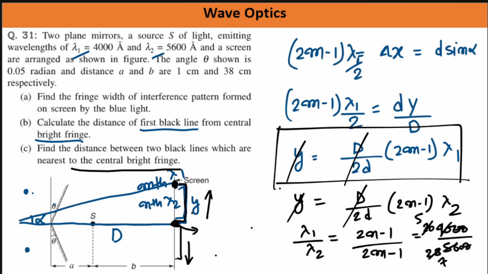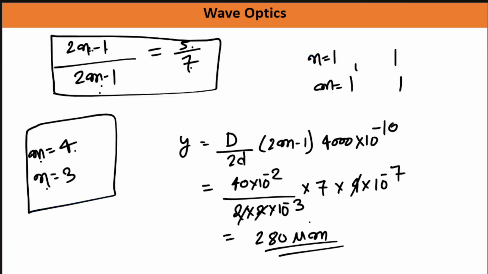So whatever pattern you are going to get above will be the pattern below. So at the same distance below, at a distance y, we will be getting minima over here. So what is the distance between two black lines which are nearest to the central bright fringe? So nearest to this central bright fringe, first minima is over here, and to the downside, first minima is over here. So distance between these two will be how much? 2y. So simply y का आंसर आपको मिला है 280. So 2y will be equal to how much? 280 into 2, that is your 560 micrometer. Okay, so this is going to be your answer.